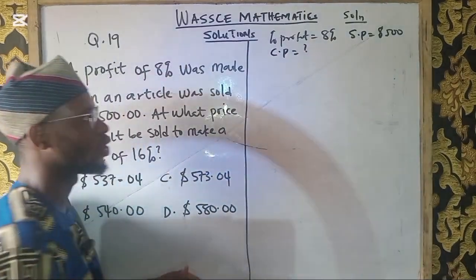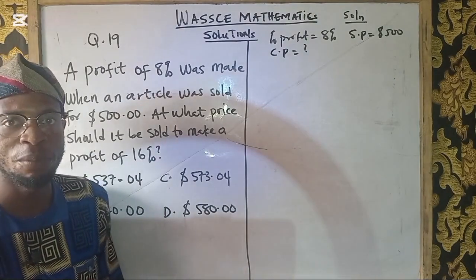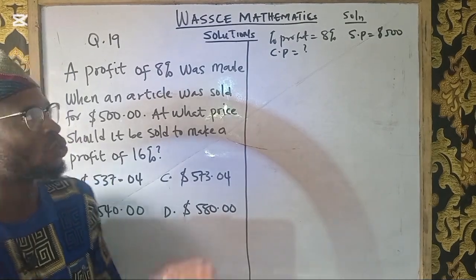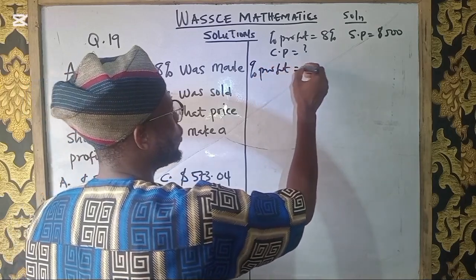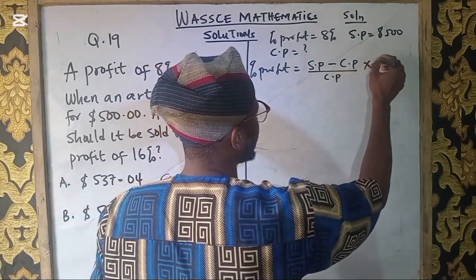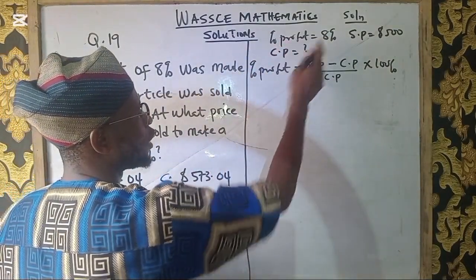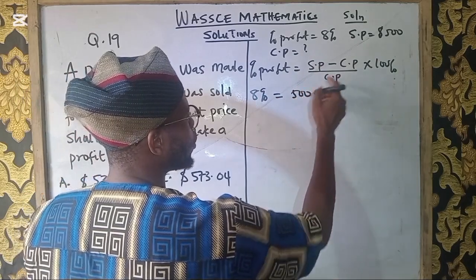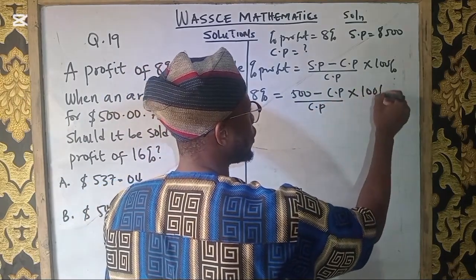For you to record a profit on goods, the selling price will be bigger than the cost price. All right? So our formula becomes percentage profit equals selling price minus cost price all over cost price times 100%. So let's put in our parameters. Percentage profit is 8%, so this becomes 8% equals selling price, 500, minus the cost price, which is unknown, all over cost price times 100%.